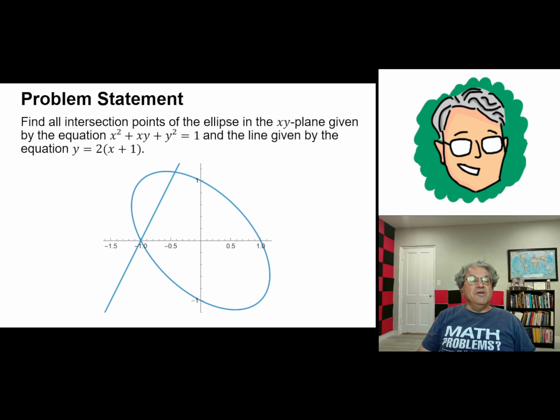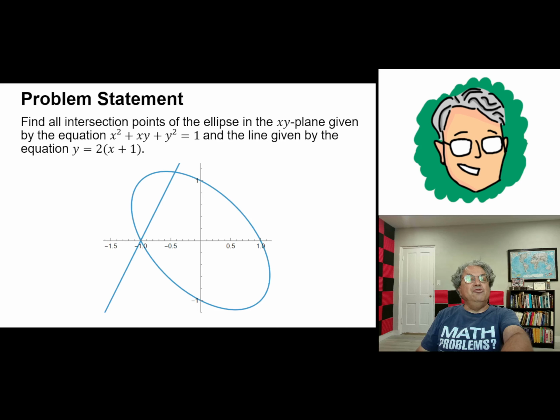Anyway, I showed a graph here. I did this in Mathematica. It's pretty easy to graph lines and ellipses, and you can visually see what the solutions are, but you can't actually solve them just by estimating where the points are. I think it's pretty clear that one of these points is the point minus 1 comma 0, which you can easily check, but for the other one, the coordinates aren't so obvious.